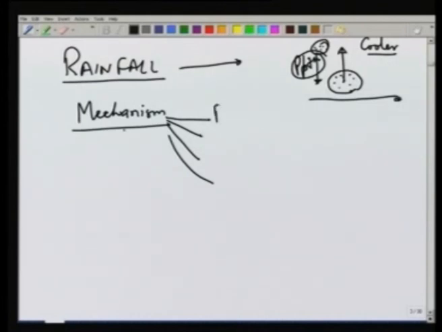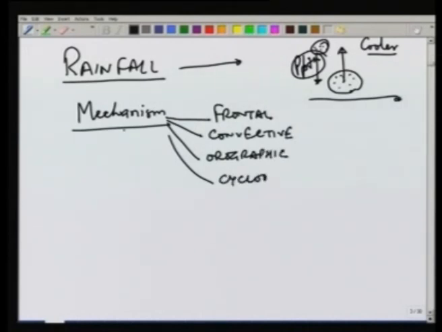Typically, we can classify them as frontal precipitation, convective precipitation, orographic and cyclonic. Cyclonic also includes anticyclonic, which have different directions of wind.